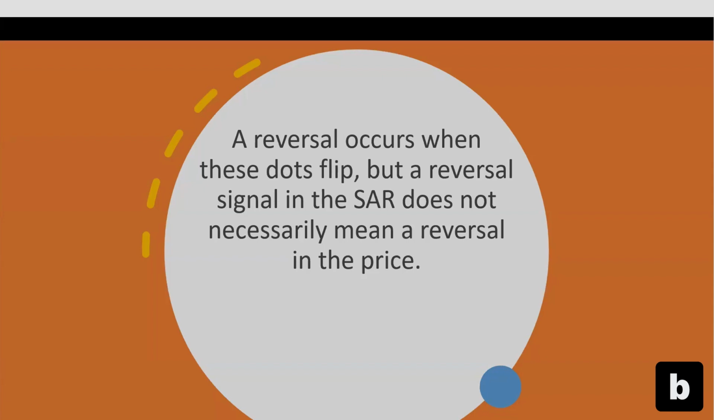So a reversal occurs when these dots flip. It can flip at any time. The price doesn't need to flip. The indicator can sometimes flip by itself, but a reversal signal in the SAR does not necessarily mean a reversal, I would say, in the trend and the price.